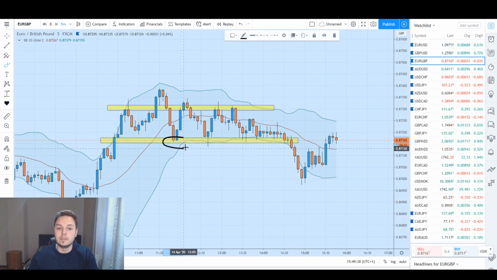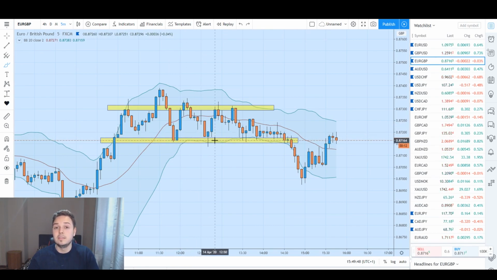You see, not always it's outside the Bollinger Bands. You can see this area over here. Is this a valid trade that I've marked? No, it's not a valid trade because it's not outside the Bollinger Band area, and this is going to give you a nice win percentage.